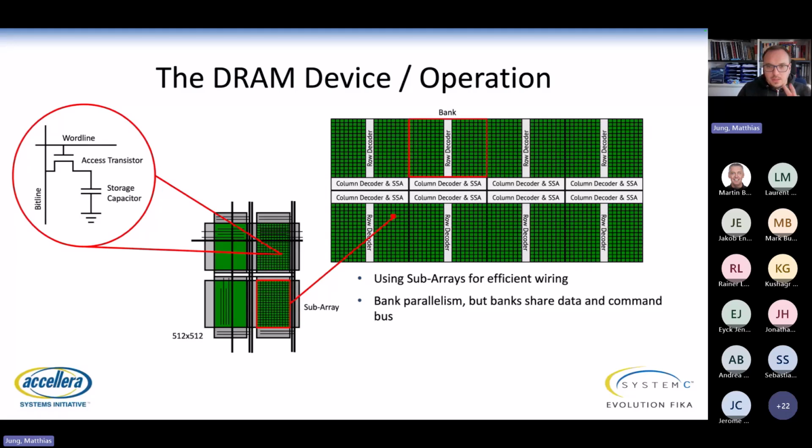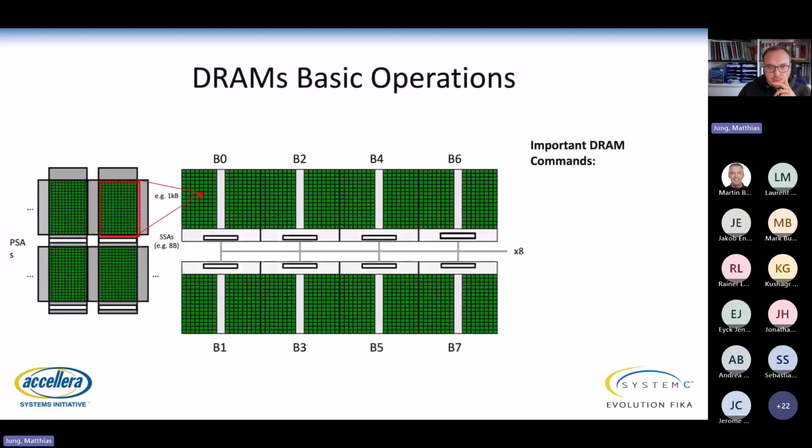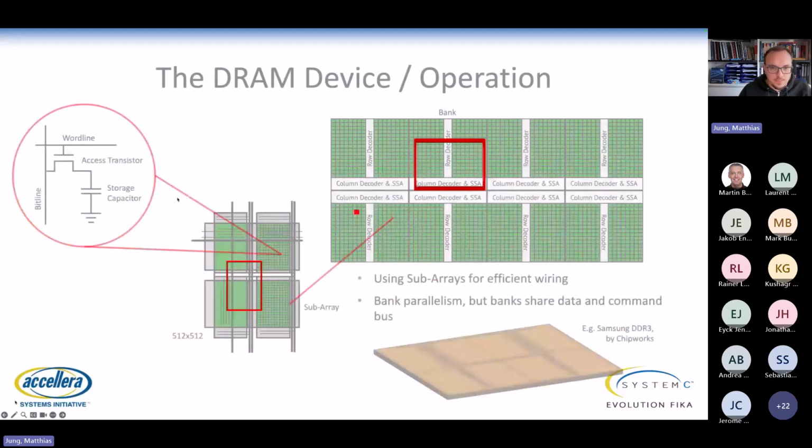This circled in red is the DRAM bank, and you see a typical device here from Samsung. It looks pretty similar to this architecture. Okay, so how does it work now? How can we access one single bit? We have our subarray here, and then in the bank we have a DRAM row, which can be, for example, 1 kilobyte in size.